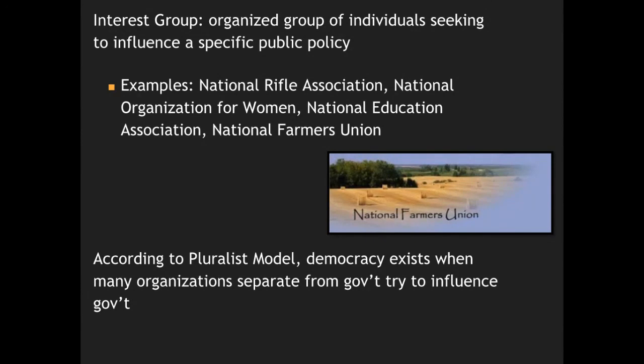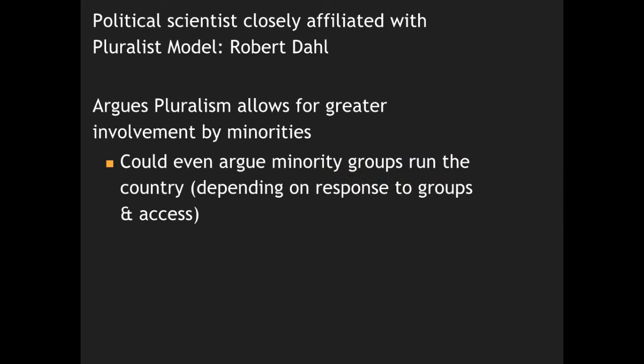And according to the pluralist model, democracy exists when many organizations separate from government try to influence the government. This is important, because your voice actually can be heard better when you use an interest group to voice your opinion. Political scientists closely affiliated with the pluralist model, an example would be Robert Dahl, argue that pluralism allows for greater involvement by minorities. With a majoritarian form of government, if you're not in the majority, then your voice cannot be heard. If you're not in the majority in opinion, then you're not going to get what you want. You're not going to be able to influence policy.